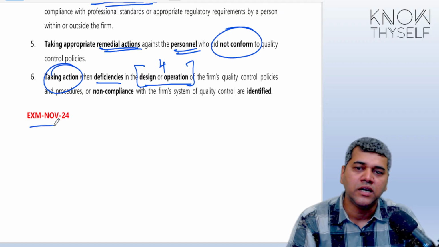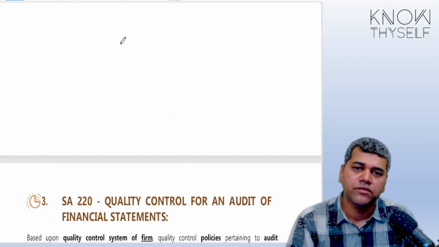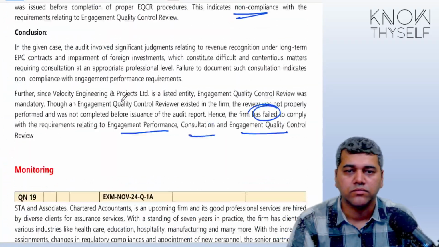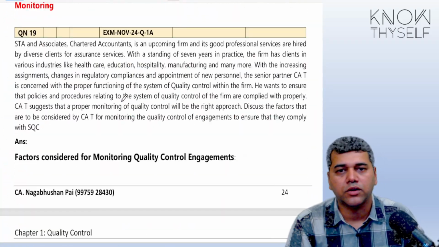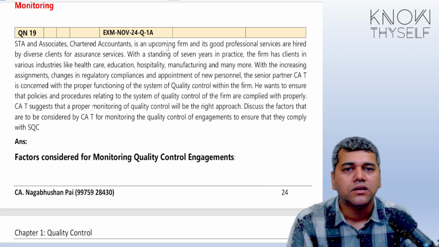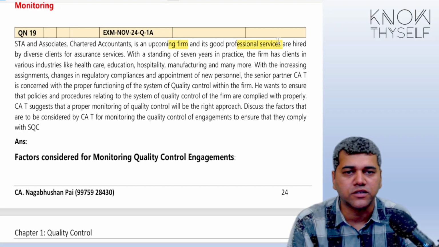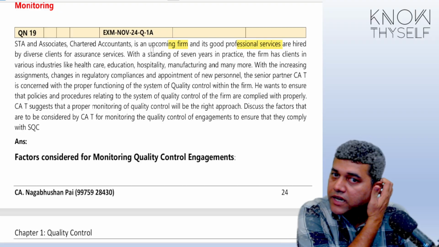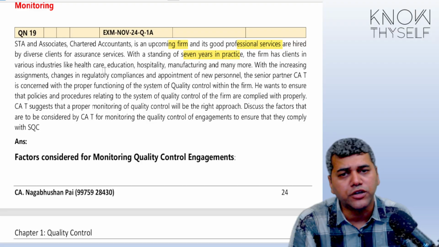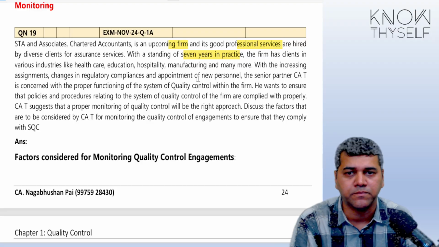Okay, let us see one November 24 examination question. With this, we will be completing SQC 1. This question is on monitoring. Very straightforward question. There is one audit firm with good professional services. They have diverse clients. They have 7 years in practice. They are into healthcare, manufacturing, hospitality, etc.